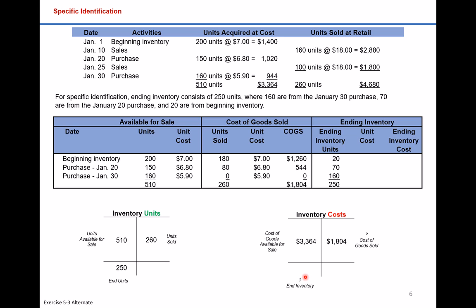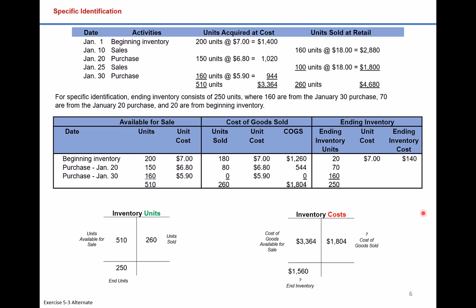Now we automatically know the value of ending inventory, don't we? Because if we had total goods available to sell of $3,364, and we sold $1,804 of them, then we know that $1,560 has to be the value of our ending inventory. On the chart, let's itemize the components that make up that total ending value of $1,560 from each of the three layers.